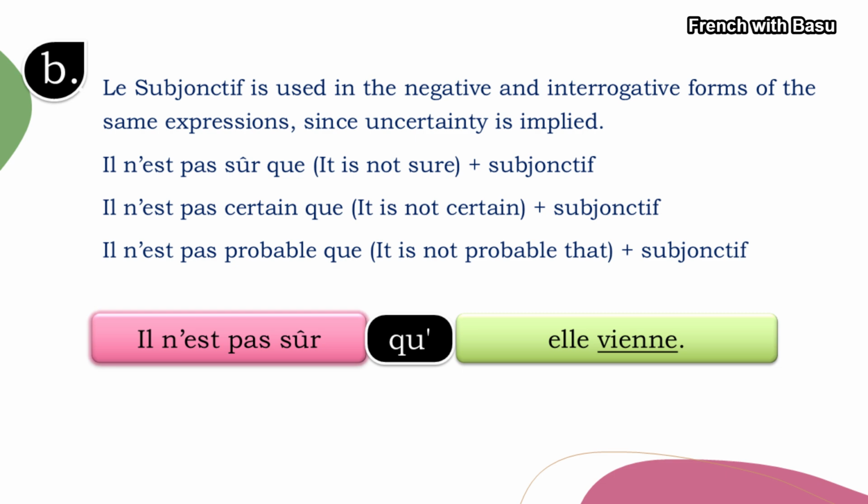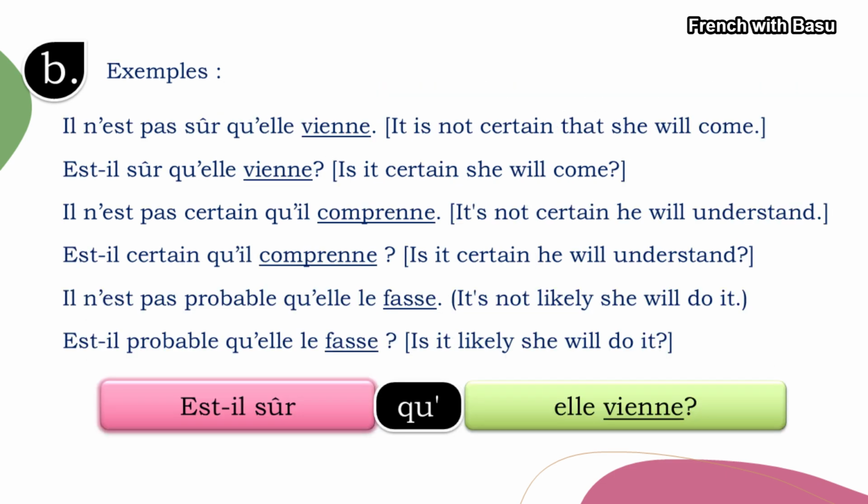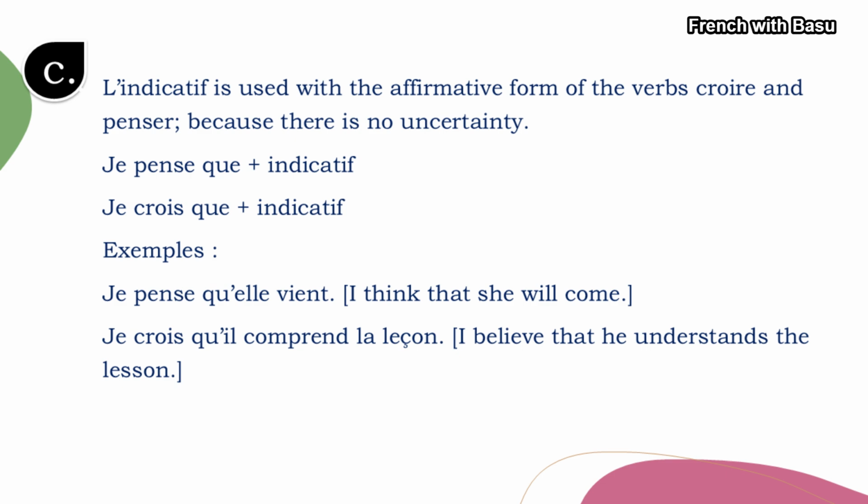Il n'est pas sûr que plus subjonctif. Il n'est pas certain que plus subjonctif. Il n'est pas probable que plus subjonctif. Il n'est pas sûr qu'elle vienne. Est-il sûr qu'elle vienne? Il n'est pas certain qu'il comprenne. Est-il certain qu'il comprenne? Il n'est pas probable qu'elle le fasse. Est-il probable qu'elle le fasse?